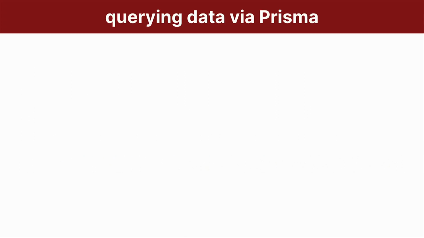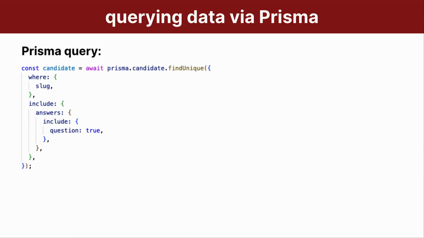So how do you query data with Prisma? Well, again, it's quite easy and quite readable. You just say, Prisma, get me the candidate table, and find the unique candidate for me. You filter by the slug, and then you just include the answers, and for every answer, you include the question to the answer.